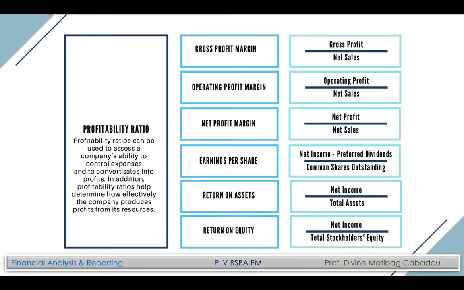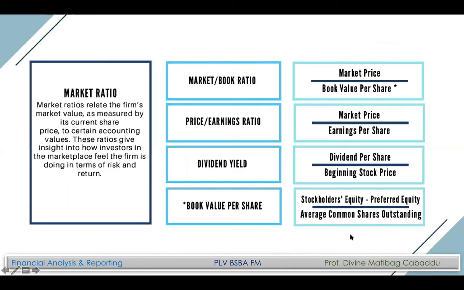Return on assets, net income divided by total assets, and return on equity, your net income divided by your total stockholders' equity. Now, market ratios relate the firm's market value as measured by its current market price to certain accounting values. We have market book ratio. So the formula is market price, kung magkano siya nabebenta at nabibili sa market, sa stock market, divided by the book value per share. The book value per share is computed as your total stockholders' equity minus your preferred stock's equity divided by the average common shares outstanding.